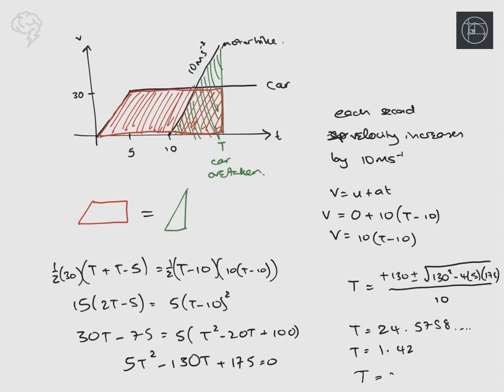t equals 24.6 seconds. That's how you actually find the time when they overtake, and don't fall for the classic mistake of thinking that anything vaguely interesting is happening at this crossing point here.